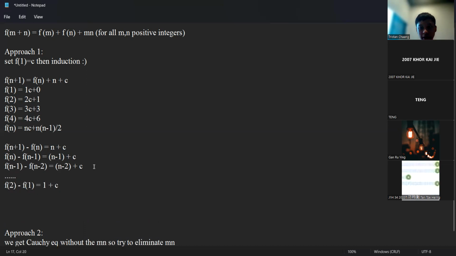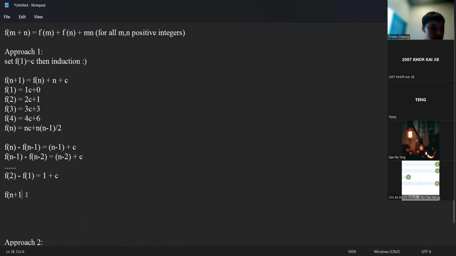So if you add up everything on the left, we get f(n+1). In fact, let's start with the second one because we want f(n). So f(n) minus f1. On the right-hand side, the first term is the positive integers added together, that's n minus 1 over 2, plus (n minus 1)c. And hence f(n) is nc plus this.